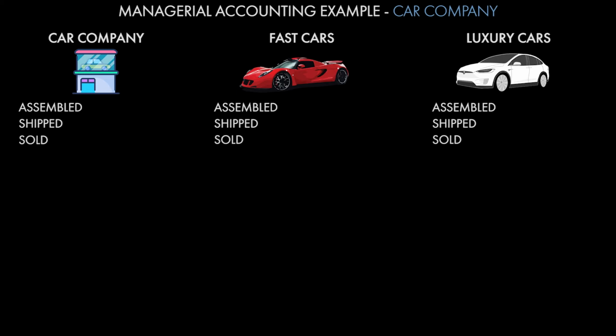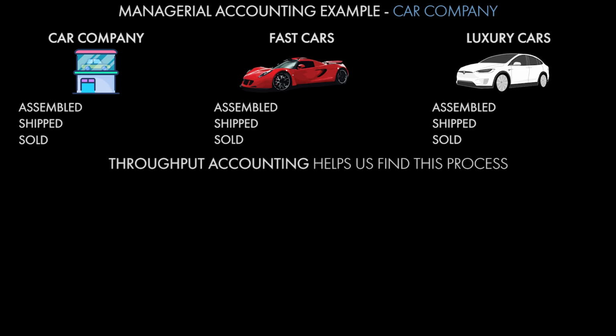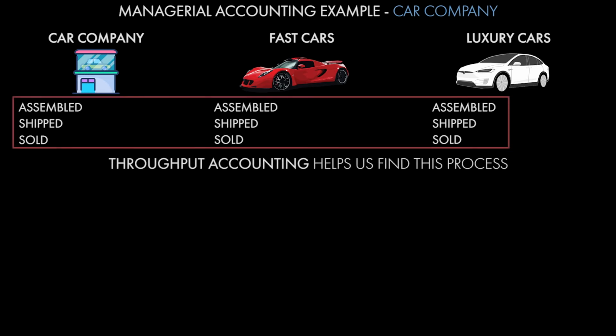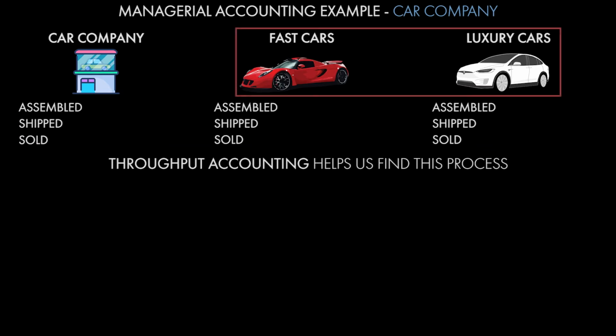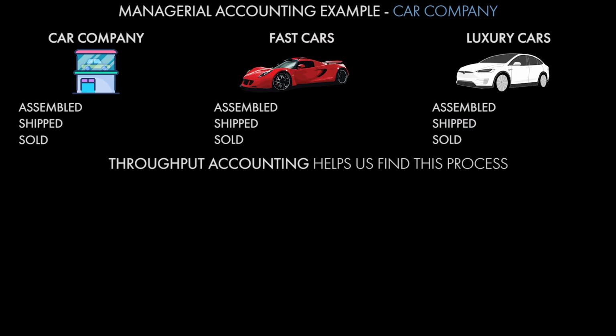Before we start diving into costs, let's first figure out our process. Throughput accounting can help us with this. Remember, every car has to be assembled, shipped, and sold. Remember, we make 2 types of cars: fast and luxury. So let's dive into each process for each car. See, our assembly process takes 3 hours for fast cars and 4 hours for luxury cars. The shipping process takes 1 hour for both types of cars, fast or luxury. The sales process takes 2 hours for fast cars and 5 hours for luxury cars.